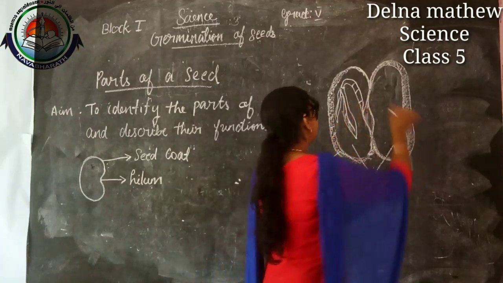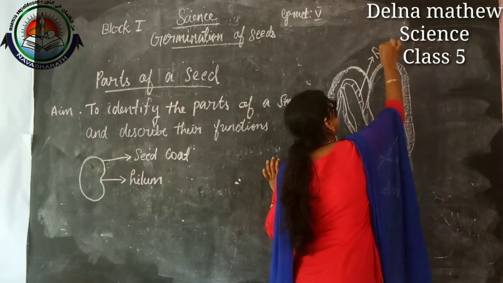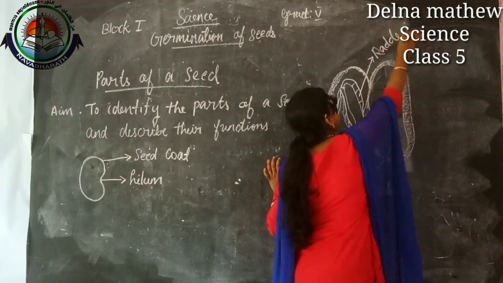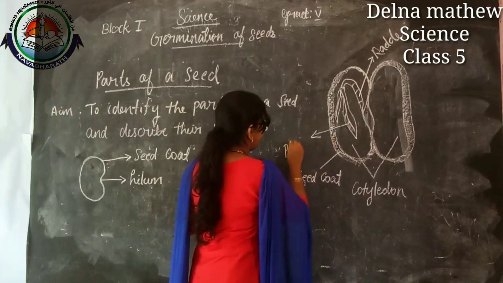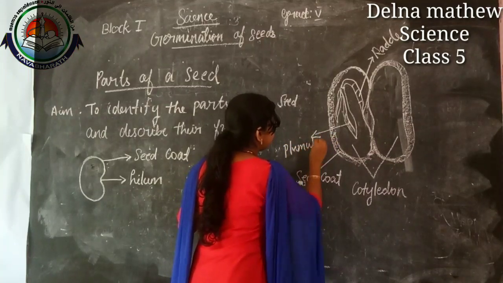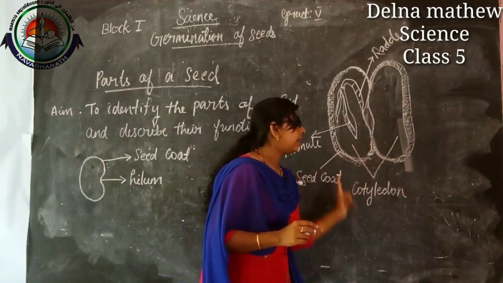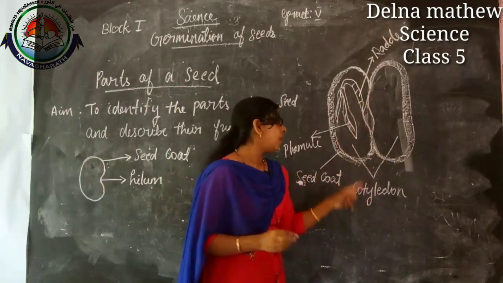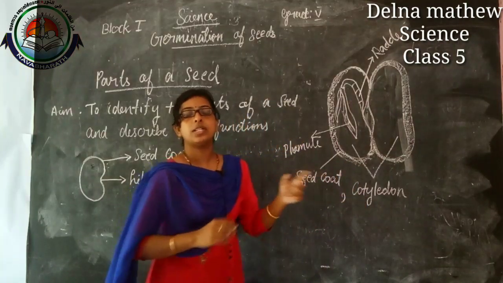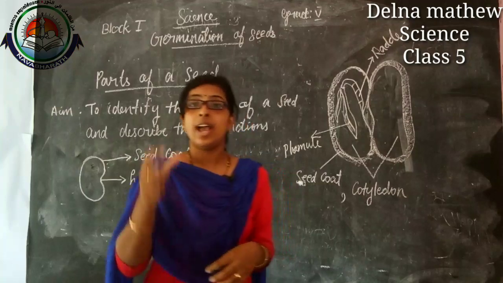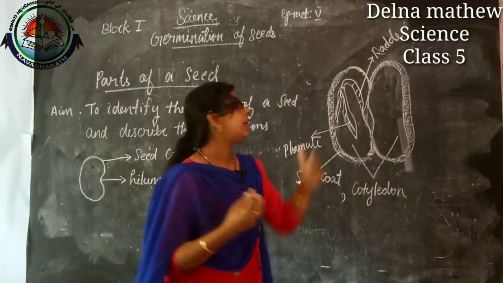And in the embryo we normally consider two things. This one is the radicle, and this, like a leaf structure, is the plumule. These are the inner parts of a seed. The first part we can consider is the cotyledon. What is the speciality of this cotyledon? Actually, the cotyledon stores the food for the baby plant.